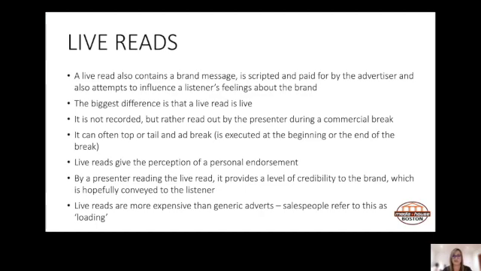For this reason, live reads attract a premium pricing, or what salespeople refer to as a loading fee. In other words, if you were buying 5 live reads, they would cost more than 5 30-second spots. Okay? This is because the presenter is lending their voice and their relationship with the listeners to the message, making it more valuable and therefore more expensive.